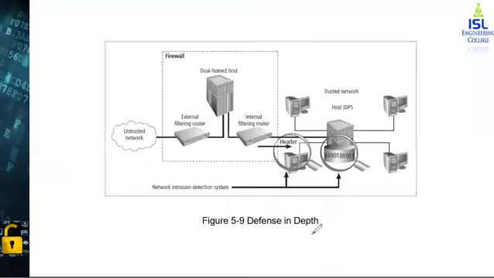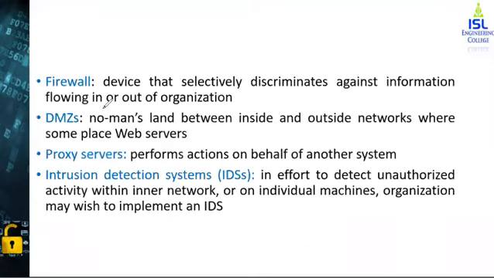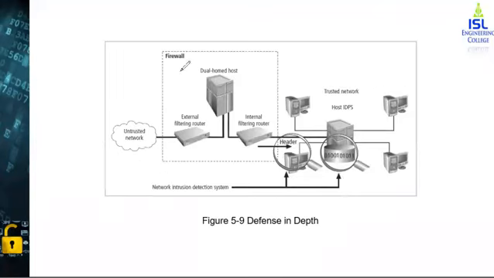Now this is the diagram for defense in depth. You've got the different untrusted networks. Between this untrusted network and the trusted network, you place a firewall. The job of your firewall is to select only those devices that have access to that specific information. So it selectively discriminates against information flowing in or out of the organization: who is going to access data and what type of data is coming in and going out of the firewall. So here you've got the untrusted network and the trusted network, between them a firewall, and here you've also got your intrusion detection system put in place.